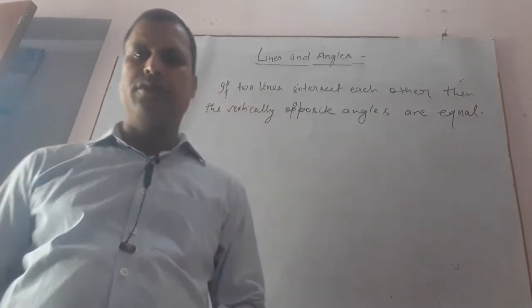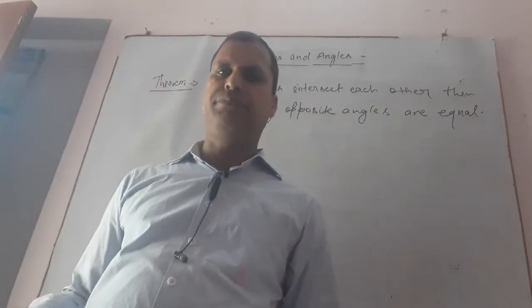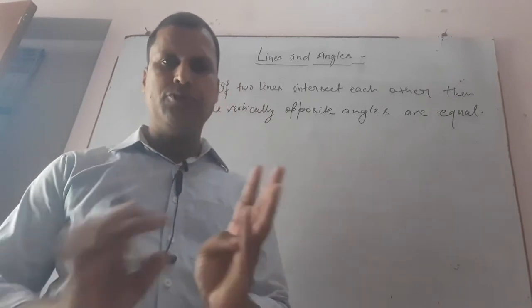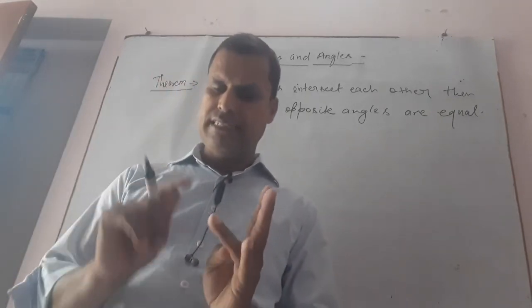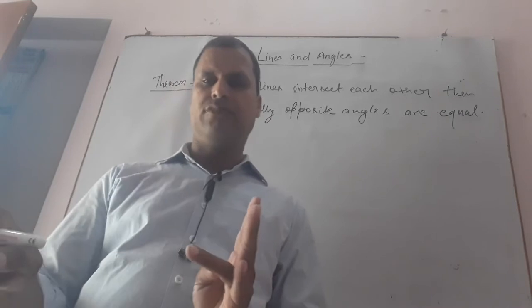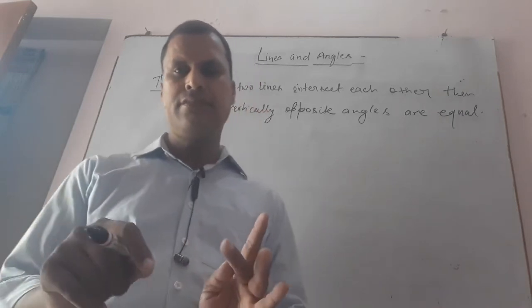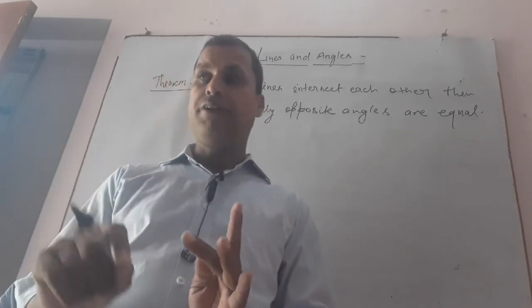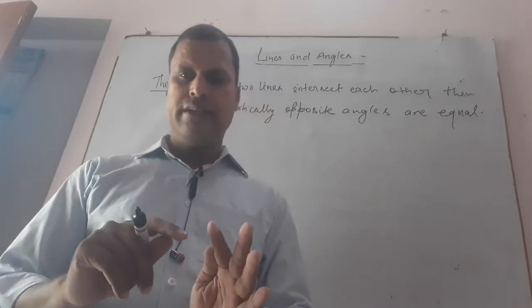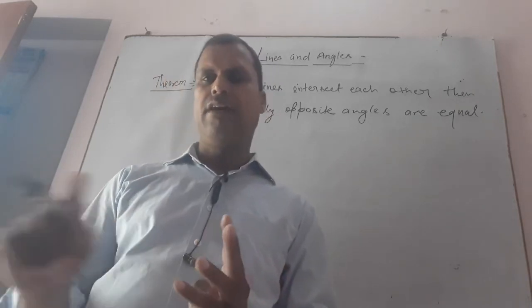To prove any theorem, there are certain steps. First of all, you have to write the statement of the theorem. Second, what is given in the theorem. After that, what we are going to prove. Next step, construction. After that, proof.